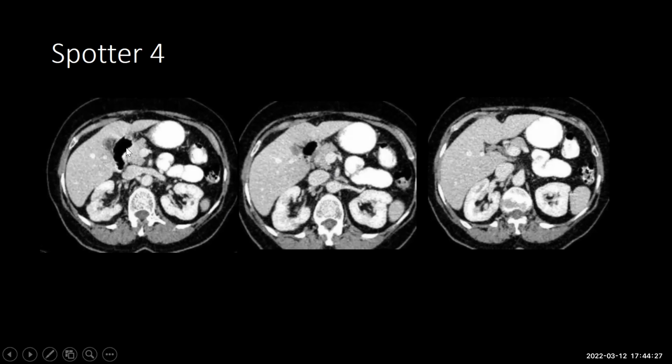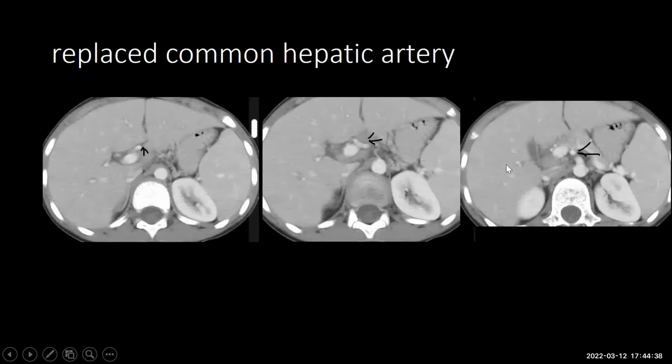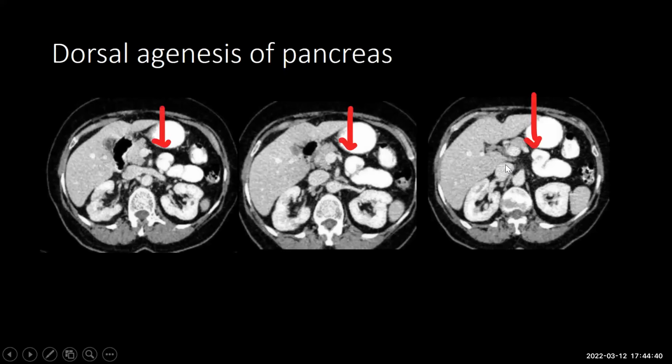You can see that this is the ventral part which is remaining, but the dorsal part is replaced by fat. So this is called dorsal agenesis of the pancreas, which again is a very rare abnormality. Dorsal agenesis of the pancreas.